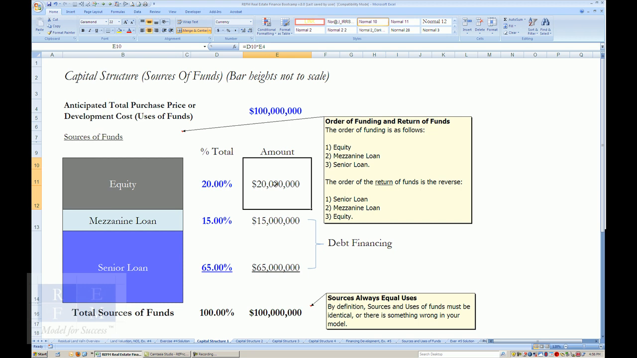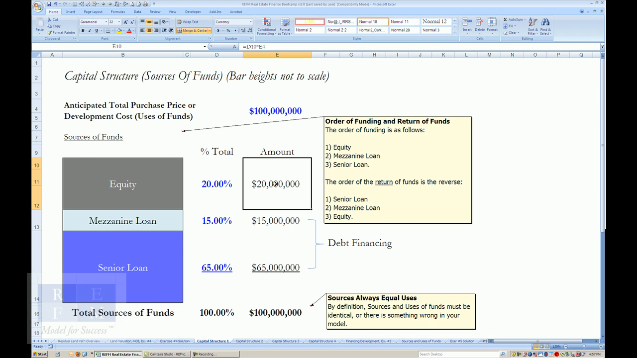the asset. We also note that the sources of funds must always equal the uses of funds, for the simple reason that the funds are raised to match the intended uses dollar for dollar. The order of funding is as follows. First is equity, second is the mezzanine loan, and third is the senior loan.